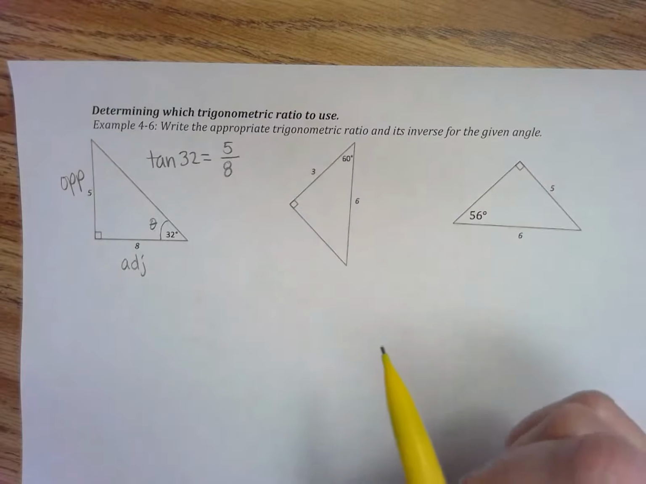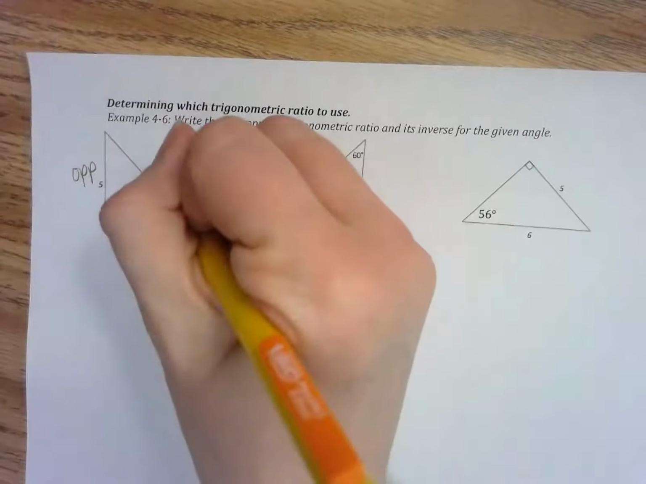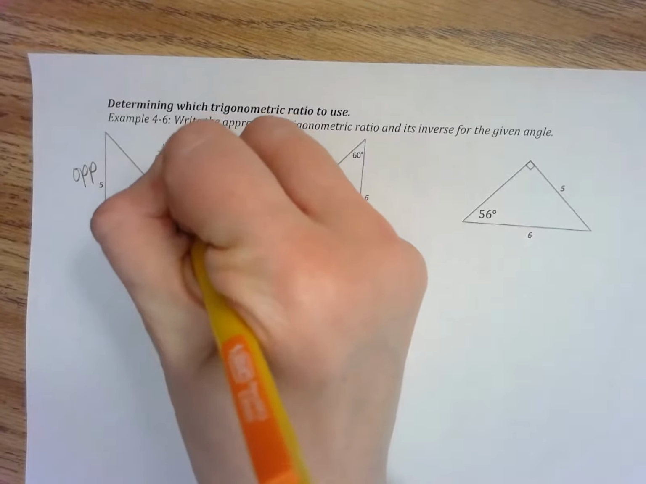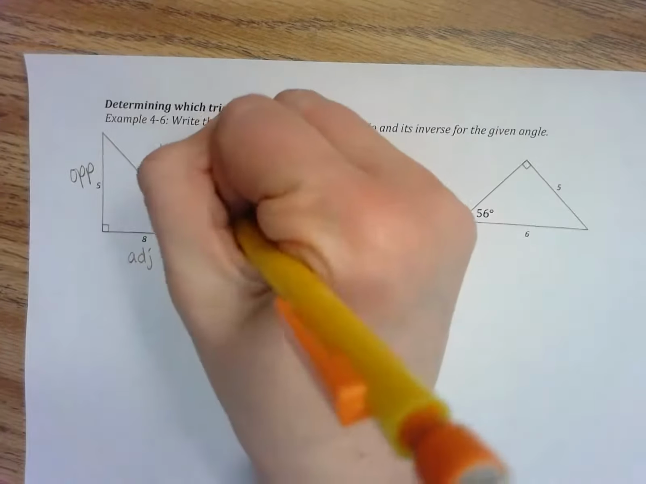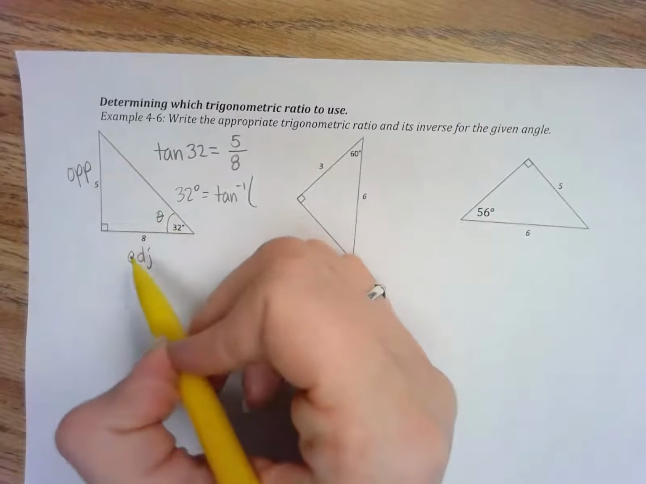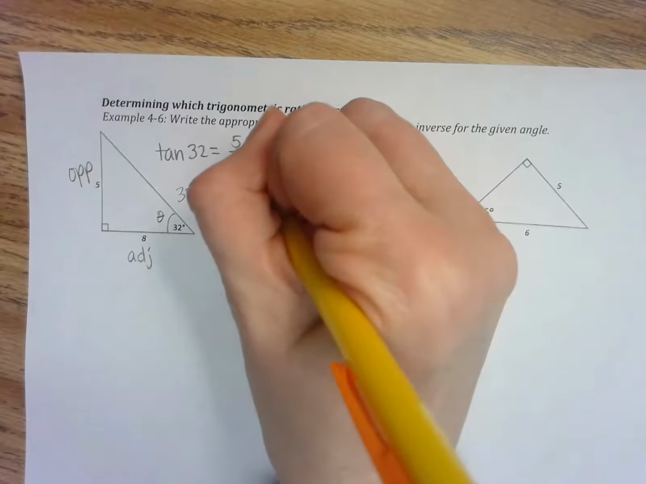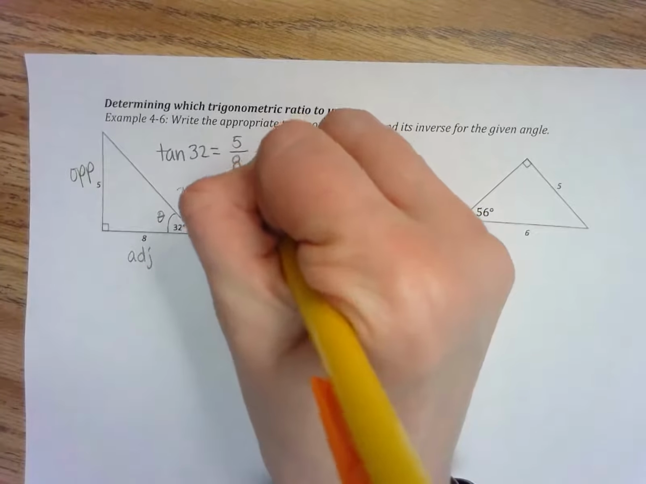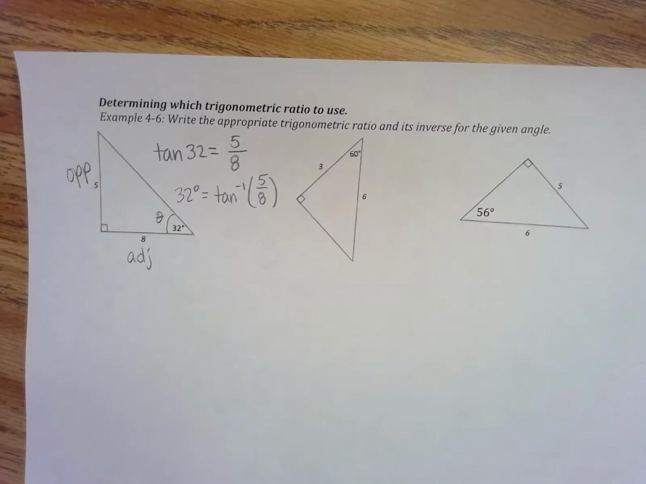Let's write our inverse of that angle. So 32 degrees should be our inverse tangent of, again, opposite over adjacent for tangent ratio, so 5 over 8. So if we check that in the calculator, inverse tangent, typed in the 5 over 8, it should spit out and give us 32 degrees.